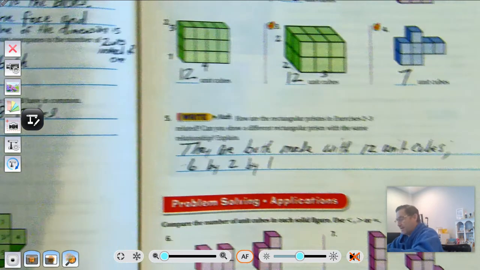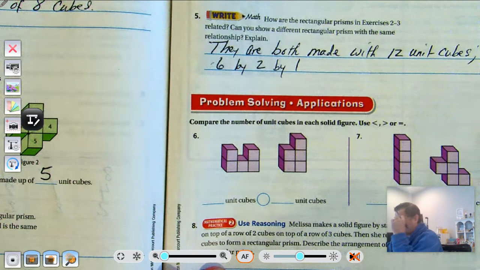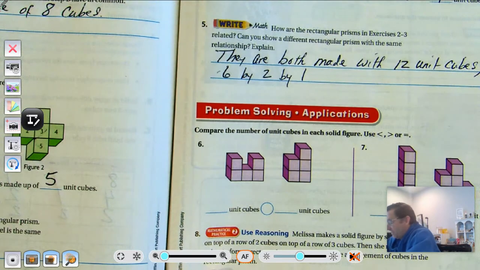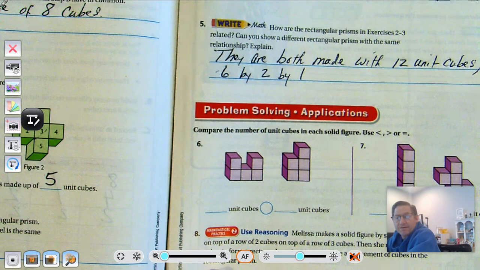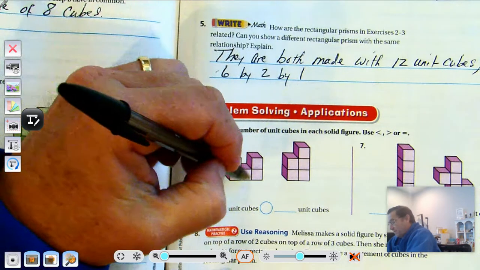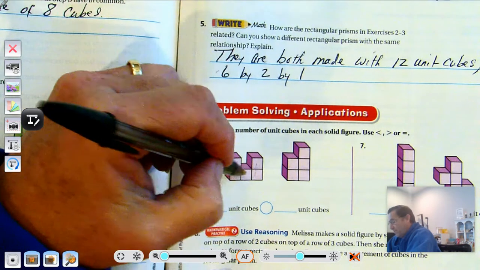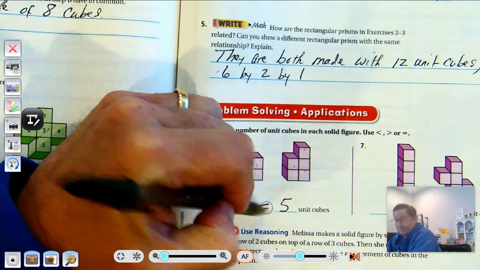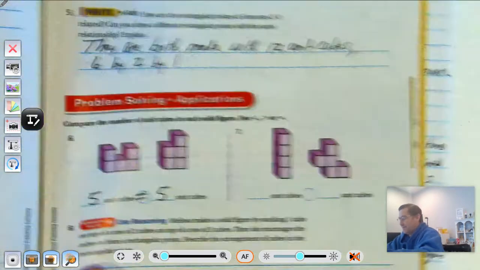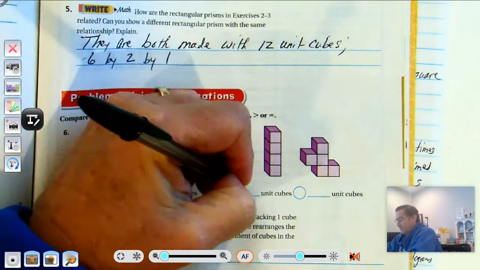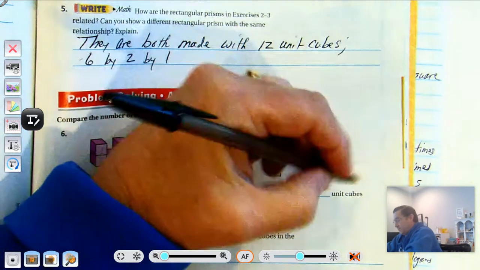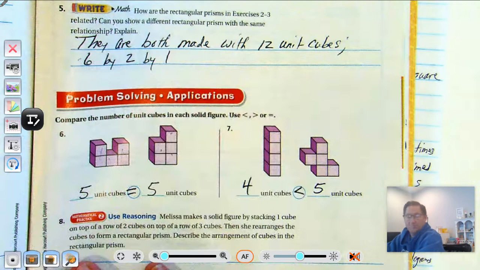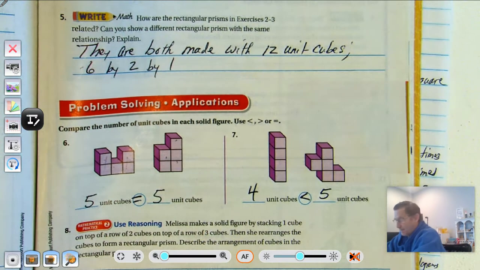Okay. And number 6. Compare the number of unit cubes in each solid figure. Use less than, greater than, or equal. All right, well, this one is 5, right? 2, 4, 5. Compared to 2, 4, 5. And those two are equal. 7. This one is 4 unit cubes. And this one is 5 unit cubes. So less than.